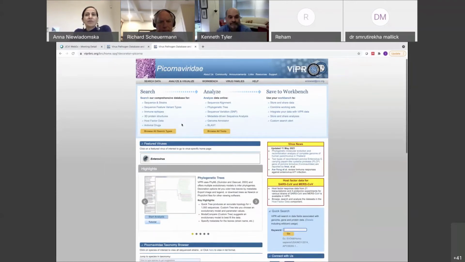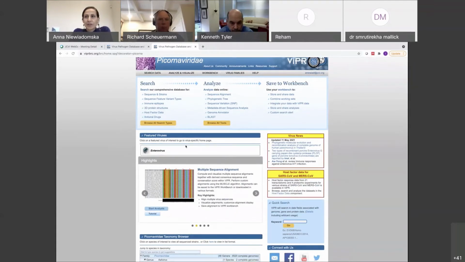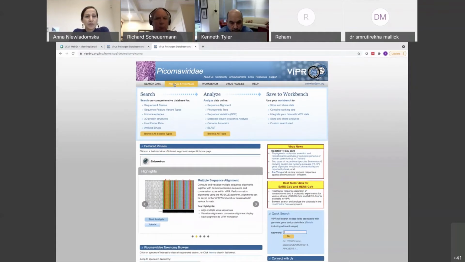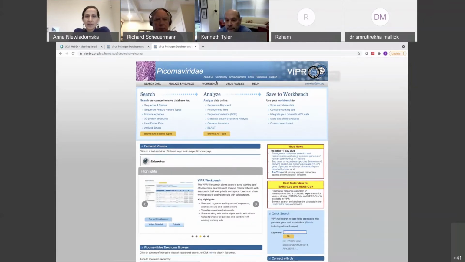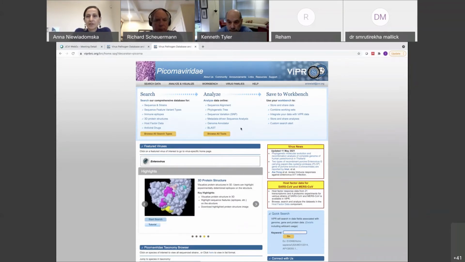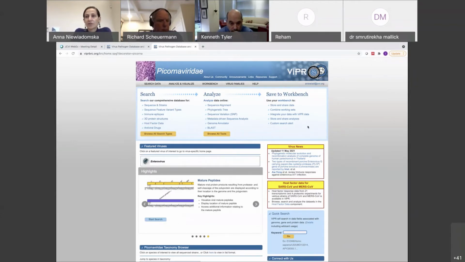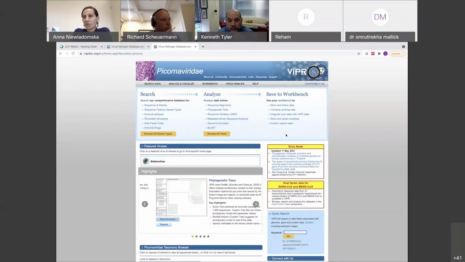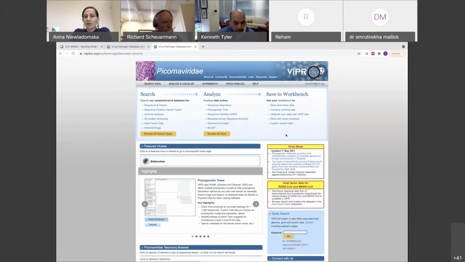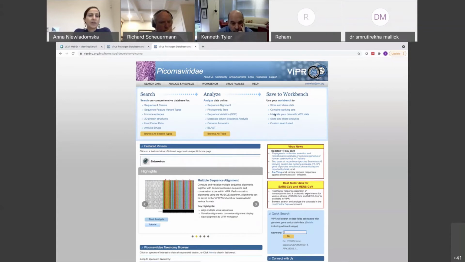The basic structure for the Viper site, if you're not already familiar with it, is a section where you can search for different types of bioinformatic data, an analysis section where you can explore the different tools that are available for bioinformatic analysis, and a workbench where you can save your data, share your data, upload your own working sets, and combine them with Viper data and generate your analysis there. You can also share the results of your analysis with collaborators and anyone else who might have an account.